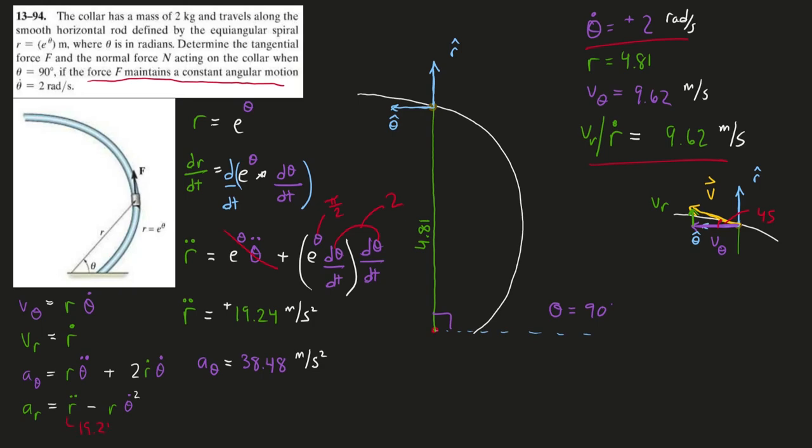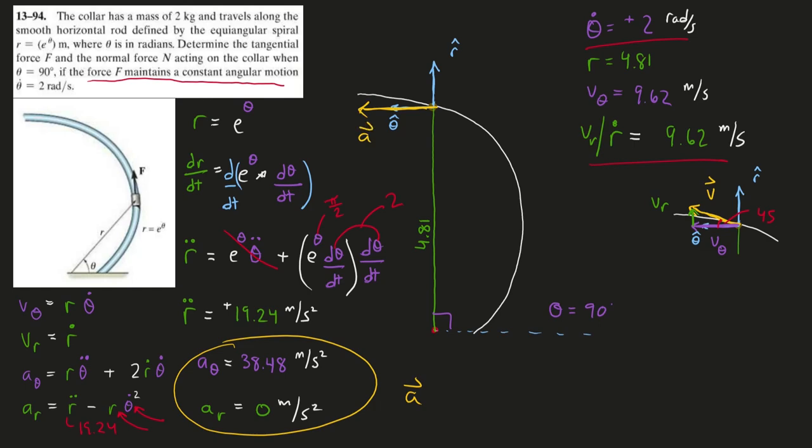So with that known, and of course we know the r and our angular speed, I can crunch out this radial component. And for that we actually get a 0. So it appears that my true acceleration is only in the positive transverse direction with a magnitude of 38.48. And now that we know this, we can take a look at our forces.